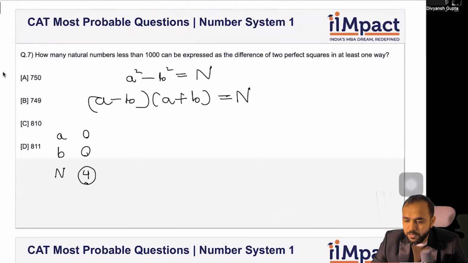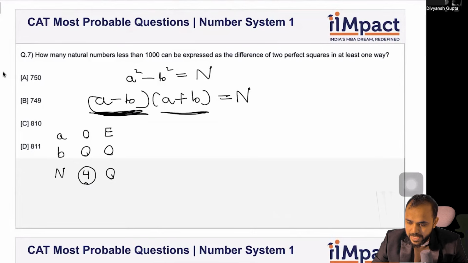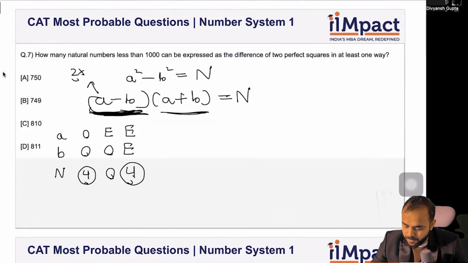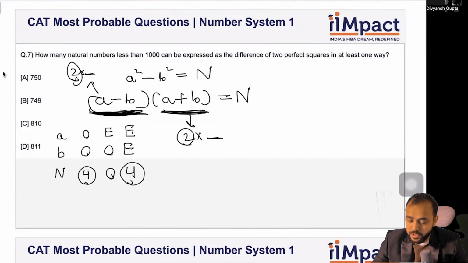This should be a multiple of 4, because this will have a power of 2 and this will have a power of 2. So N will have two powers of 2 at least. If one of these is even, the other one is odd, you will get N as an odd number. If both of these are even, you will get even, and again 4 as one of the factors of capital N, because even minus even will give you an even number, so 2 into something, and even plus even will give you 2 into something. So you will have 2 into 2, that is 4 there.